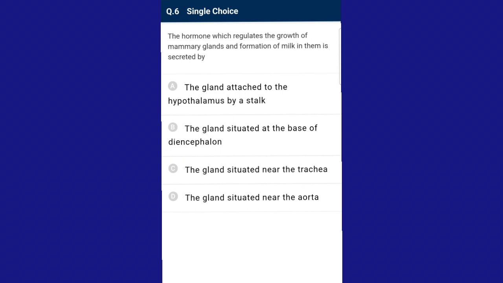Question number 6. The hormone which regulates the growth of mammary gland and the formation of milk in them is secreted by? The gland attached to the hypothalamus by a stalk secretes the hormone which regulates the growth of mammary glands and the formation of milk. The hormone which regulates the growth of mammary glands and the formation of milk in them is prolactin. Prolactin is secreted by the pituitary gland. So the answer for this question is option A.